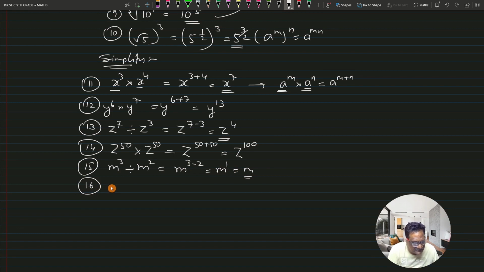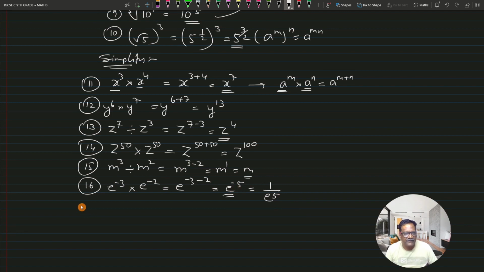16th is e raised to minus 3 multiplied by e raised to minus 2. So the bases are same, so it will be e, and this will be minus 3 plus minus 2. So this will work out to e raised to minus 3 minus 2 is minus 5. So you can write the answer as e raised to minus 5, or you can also write it as 1 upon e raised to 5. This negative 5, if you bring this index form number in the denominator, then the sign of the index will change from negative to positive. So e raised to minus 5 can be written as 1 upon e raised to 5.